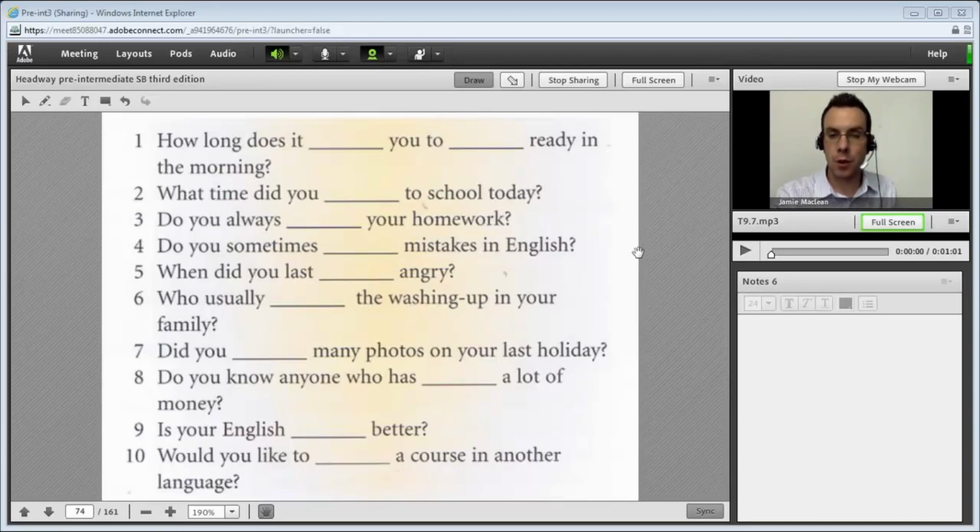Okay, let's see if you and your partner were correct. Tape script 9.7. 1. How long does it take you to get ready in the morning? 2. What time did you get to school today? 3. Do you always do your homework? 4. Do you sometimes make mistakes in English?